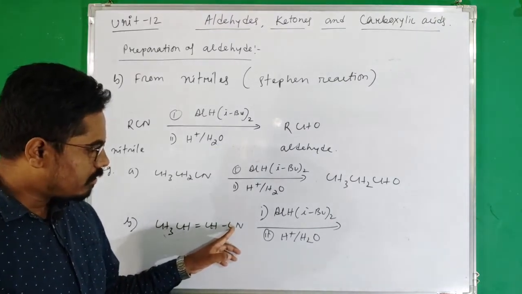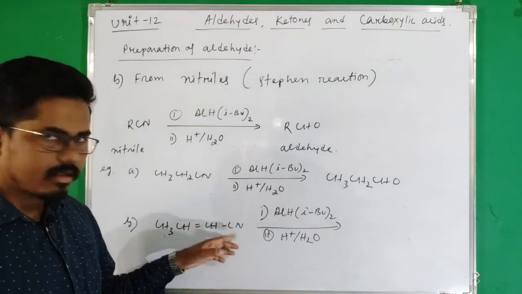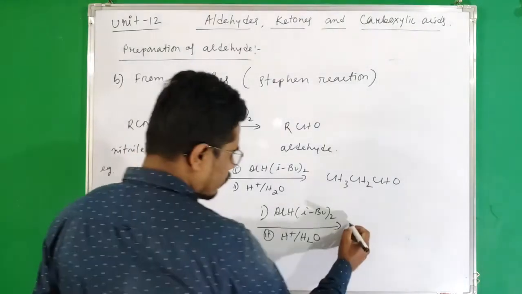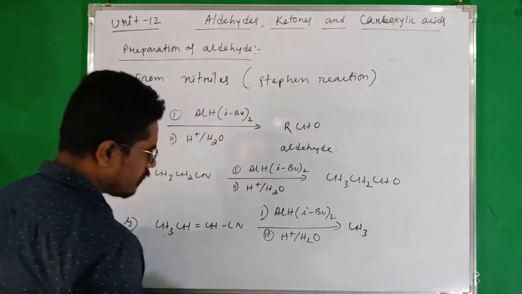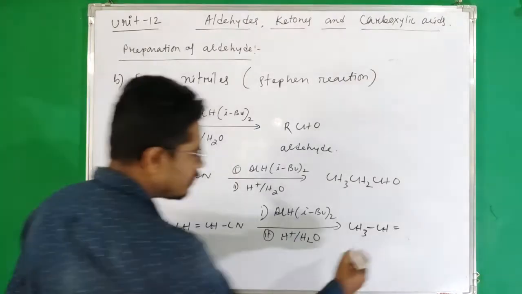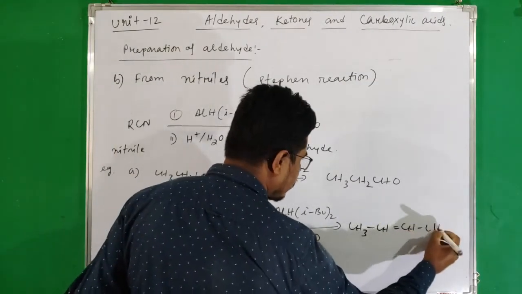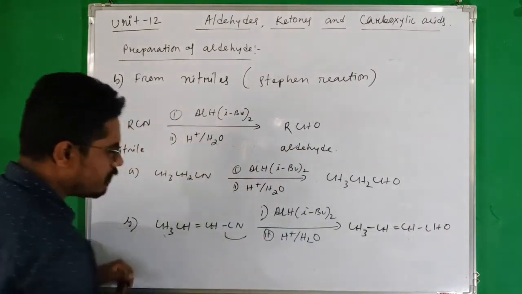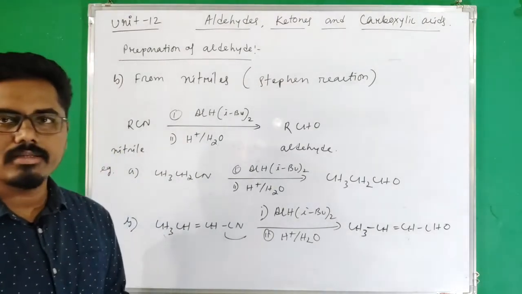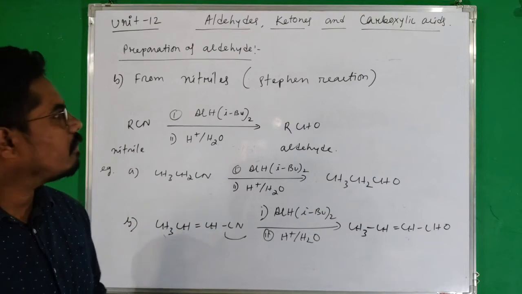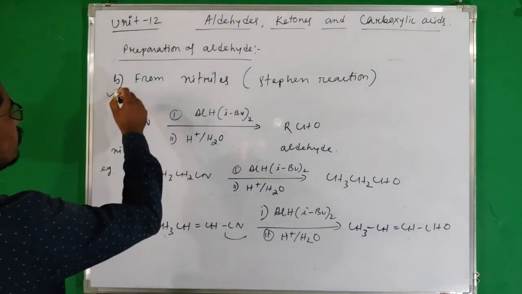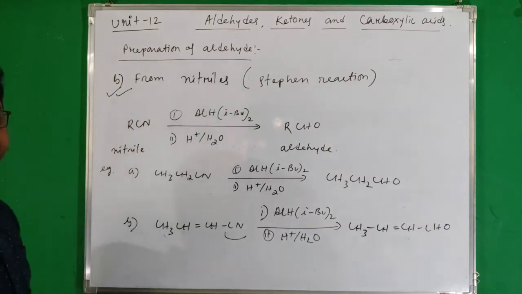In this case, one triple bond is there, as we have already seen in the previous example. So this compound will convert into CH3CH=CH-CHO. Only the CN part will convert into CHO. So this is another method by which we can prepare aldehyde from nitrile.